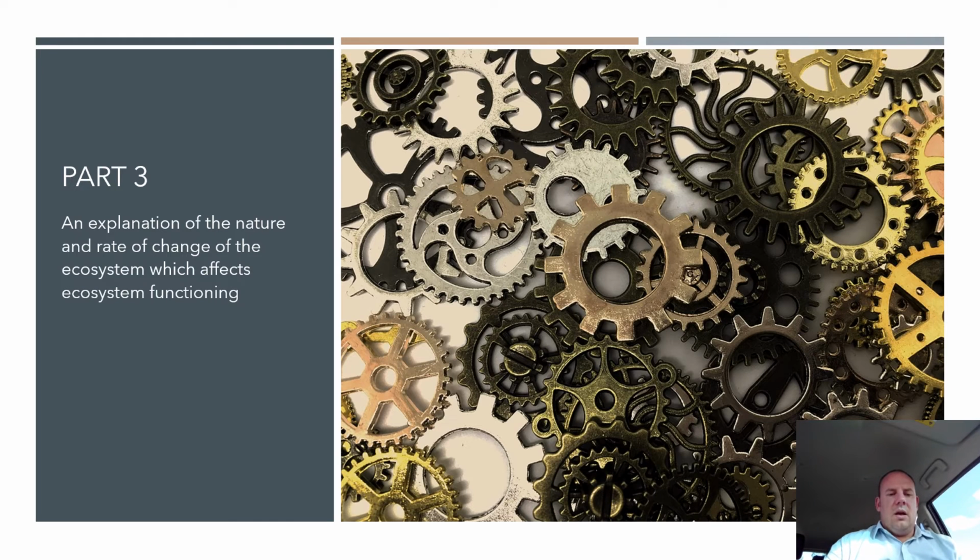Okay, part 3, you've got to explain the nature and rate of change of the ecosystems which affects ecosystem functioning. So starting off, ecosystem functioning, remember we've done a whole lesson on functioning, how things work, the nature and rate of change. So remember, natural change takes a long time, therefore that's going to help an ecosystem function well. If the change is quite gradual, then it will affect its vulnerability and resilience. So those ecosystems that have a lot of quick change, human impacts, they might not adjust to that change. So that's what we're talking about here.